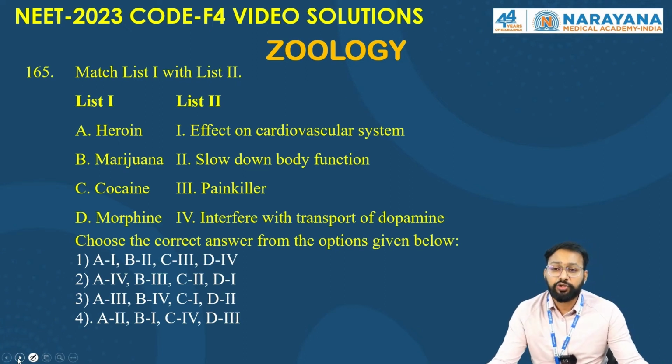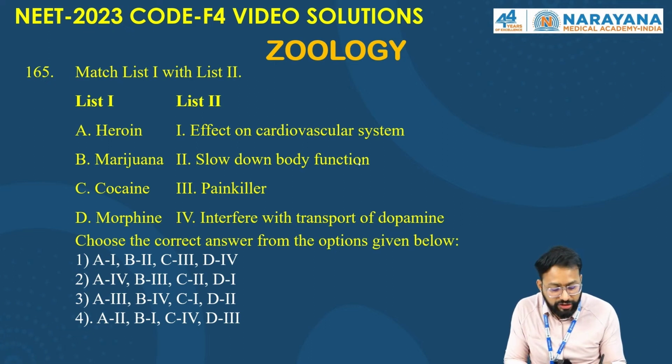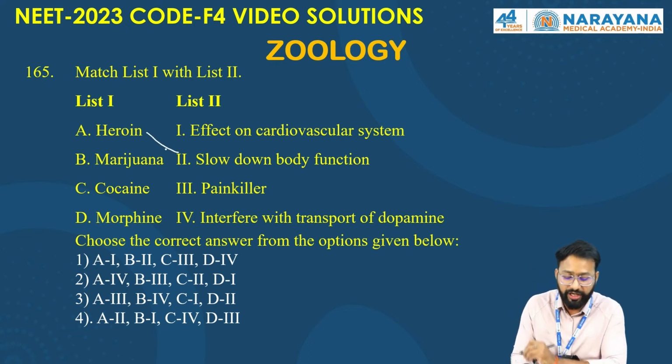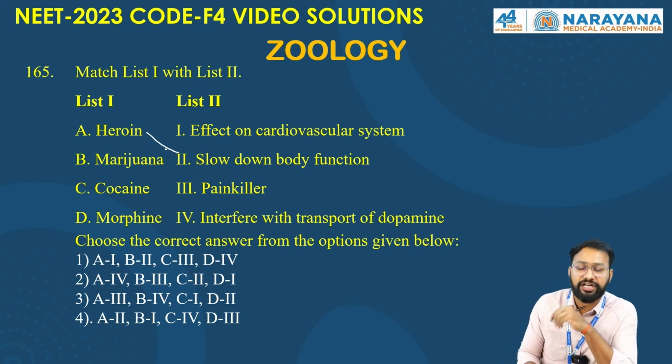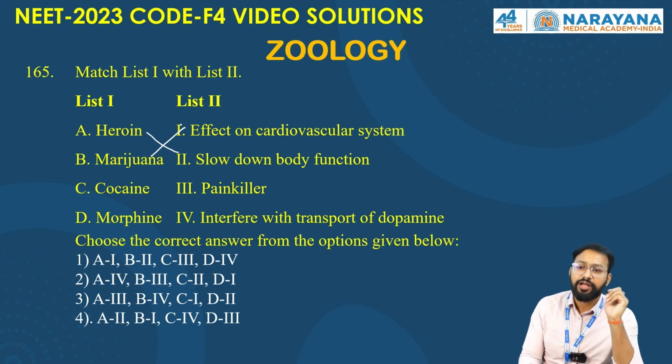Moving on to the next question, question number 165. Here it is related to tobacco, drug, and alcohol abuse. Heroin slows down the body function. It is an opioid drug. Marijuana is a type of cannabinoid, and we know that cannabinoids affect the cardiovascular functions.